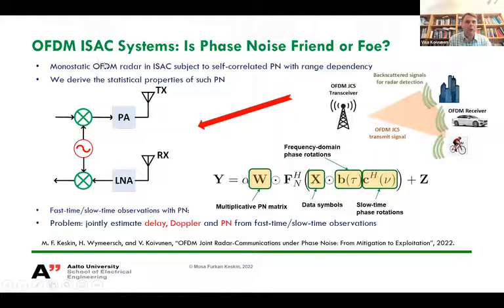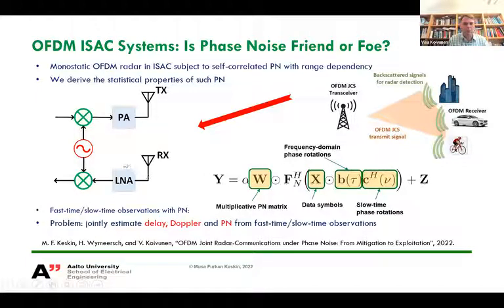The other impairment we've been working on is how to exploit phase noise, and this problem is applicable to monostatic OFDM radars, where the transmitter and receiver are in the same location. In this monostatic setting, the phase noise will actually be self-correlated, and that correlation structure also depends on the range. What we have done is establish the statistical properties of this phase noise in this self-correlated scenario, and then the idea is to estimate this phase noise and track it, and then also exploit it for improved performance.